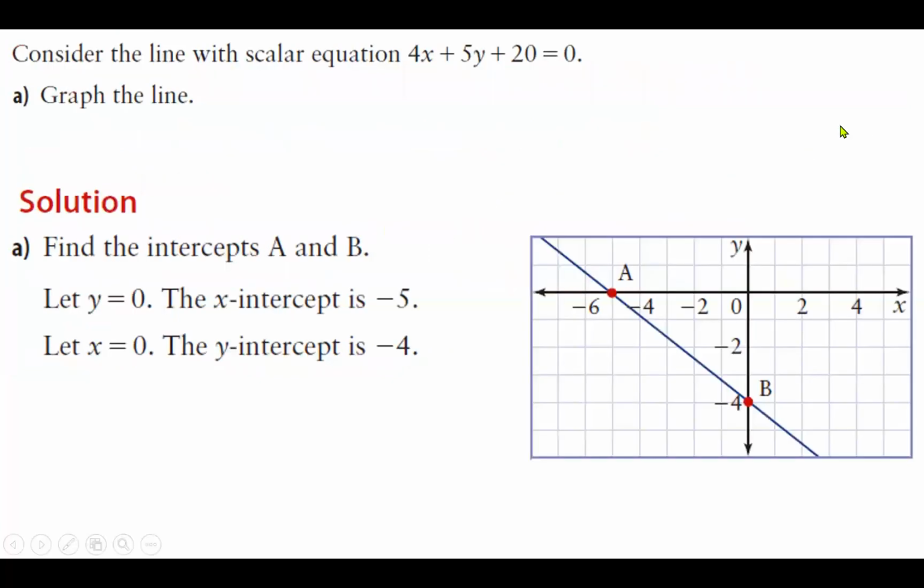So first of all, it's very easy to sketch the graph of this line, right? For example, we can let y equals 0, and then we know the x-intercept is -5. And then we can let x be 0, then the y-intercept is -4. Then we can connect these 2 points to find the sketch of this line in the 2D Cartesian plane, right?